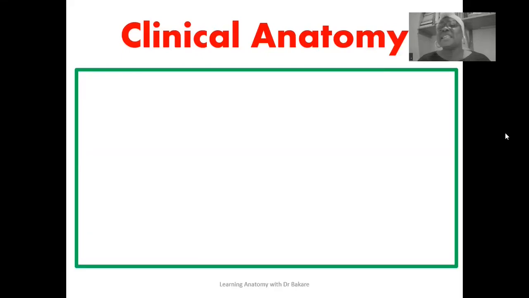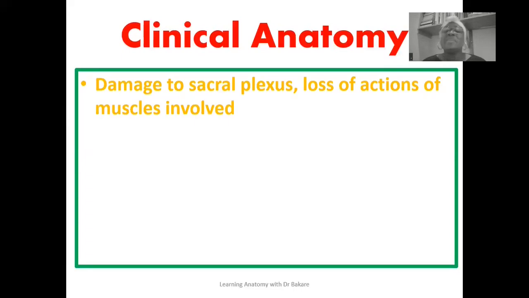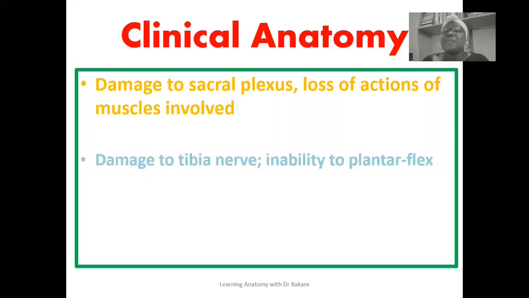Let's go to the clinical anatomy. Damage to the sacral plexus. Damage to the sacral plexus will lead to the loss of actions of the muscles that are involved. We've tried to highlight different branches from the sacral plexus and also establish the different muscles that these branches innervate. So if there is damage to the sacral plexus, and if this damage is specific to a region, it's going to affect the muscles that these nerves innervate. Then we could have damage to the tibial nerve.